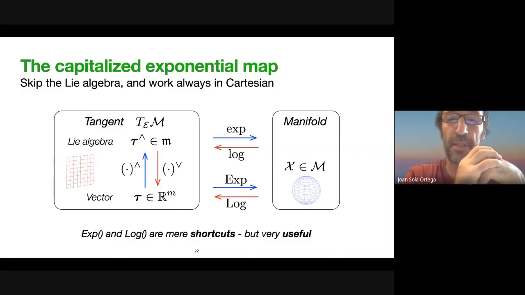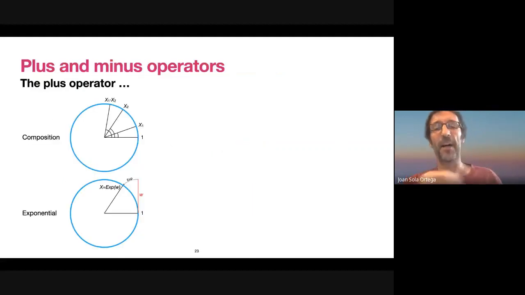For example, the capital exponential is the normal exponential of the element: first you apply the hat operator and then the exponential, and you get the capital exponential, and vice versa. These capital operators are shortcuts. There's nothing new, but they are just useful, because they relate vectors to group elements directly without taking care of what happens in the Lie algebra form, which is always more complicated. All right?